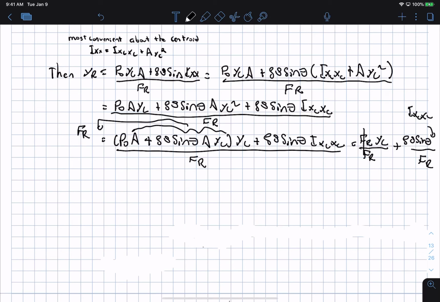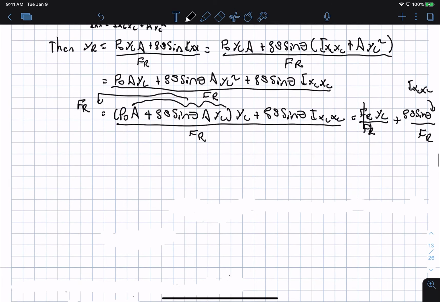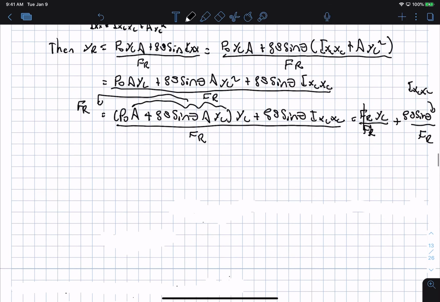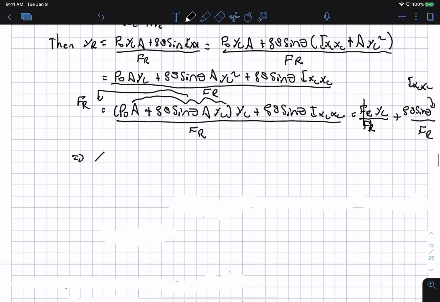Okay, well here the resultant forces cancel out, and we just get that our final expression is that the y location of where to put that resultant force is equal to the y value of the centroid plus rho g sine theta IXC divided by the resultant force.